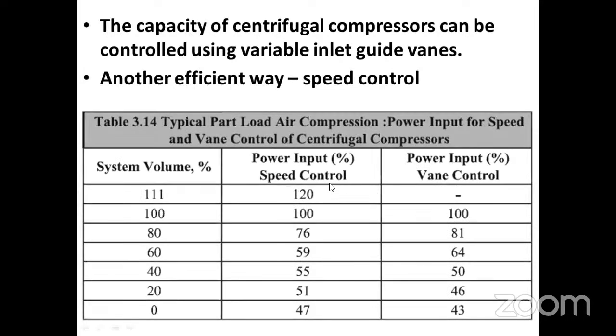We can see the comparison of guide vane control plus speed control. Speed control 100, this one is 100, this one is 100. Second row is the standard one. And power input for speed control, 55, this one is 50. Vane control 47, 43, 59, 64. Okay, sir.